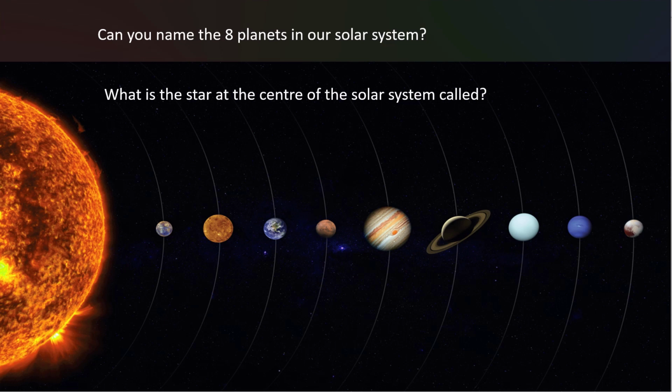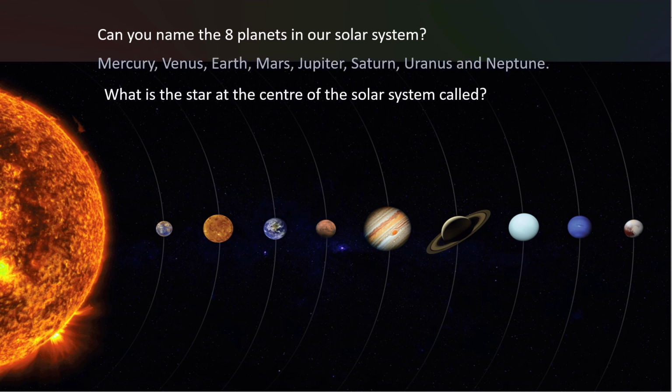Can you name the 8 planets in our solar system? You might want to pause the video and give it a go. There's many mnemonics for helping you remember. My very elderly mother just served us nachos. That's one of the ways of remembering the planets. Mercury, Venus, Earth, Mars, Jupiter, Saturn, Uranus and Neptune.